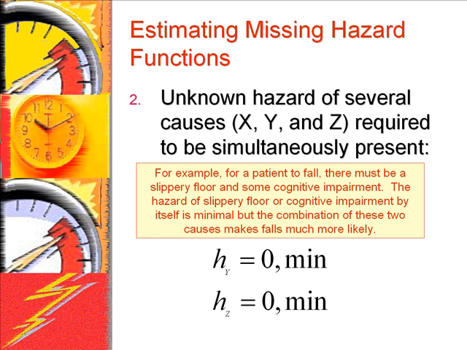For example, for a patient to fall, there must be a slippery floor and some cognitive impairment. Both are causes of falls, but neither is likely to have an effect by itself. In these circumstances, the hazard of a slippery floor or cognitive impairment by themselves is minimal, but the combination of these two causes makes falls much more likely.